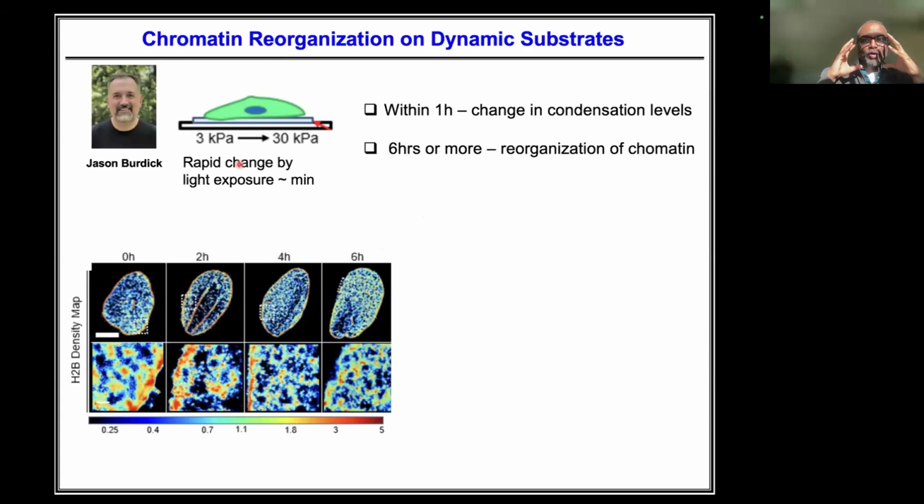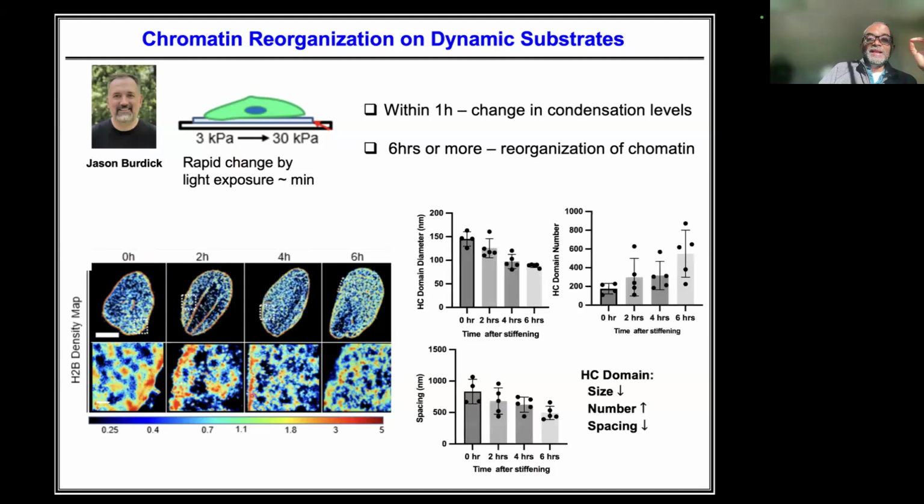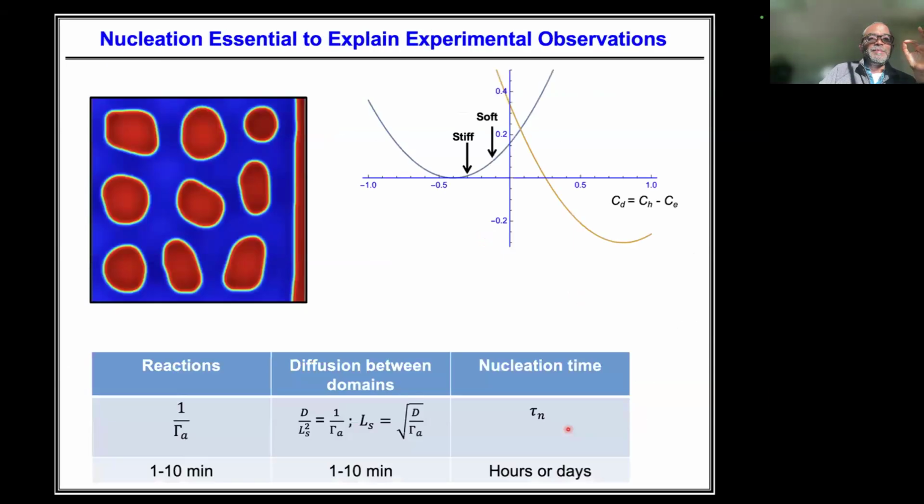And then we can actually look at chromatin and see how it remodels in time. So you see that on a stiff substrate, you have more lamina-associated domains, these bigger domains here. And in time, you see that these radii decrease, your lamina-associated domains go down. So the heterochromatic diameter decreases, the domain number increases, and the spacing decreases as well. So now, since we have dynamics, we can understand how this happens.